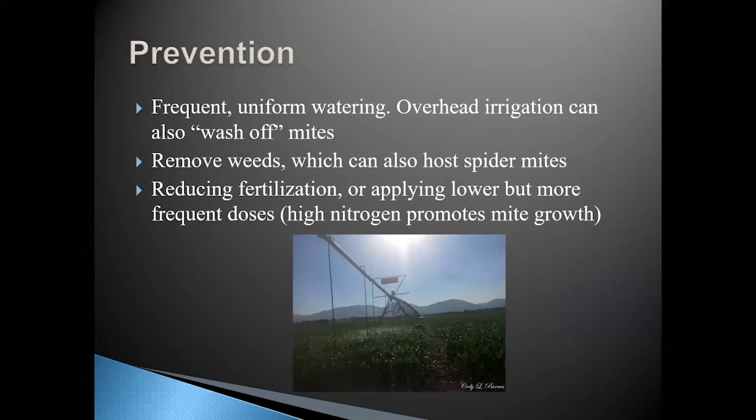Preventative methods for spider mite outbreaks can include uniform watering, removal of weeds, and also reducing fertilization. So where the watering comes into play is to wash off the spider mites from the leaf surfaces, and it also can serve to cool the leaf surfaces to avert those nice, warm, dry conditions that the spider mites thrive under.